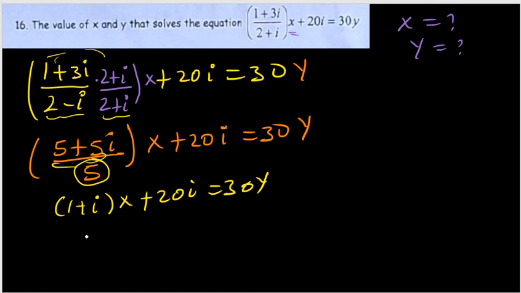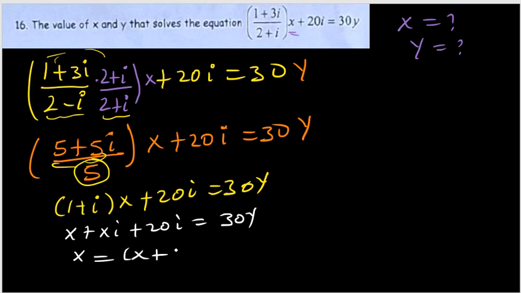So again, let us expand and collect the real with the real and the imaginary. This x will multiply each of them, so x plus xi plus 20i is equal to 30y. That means the real part is just x, which is equal to 30y, and the imaginary part is x plus 20 i, which is equal to 0.